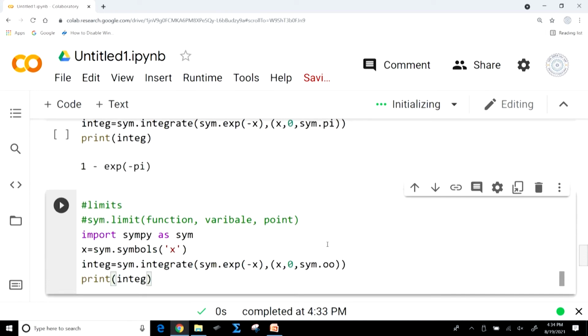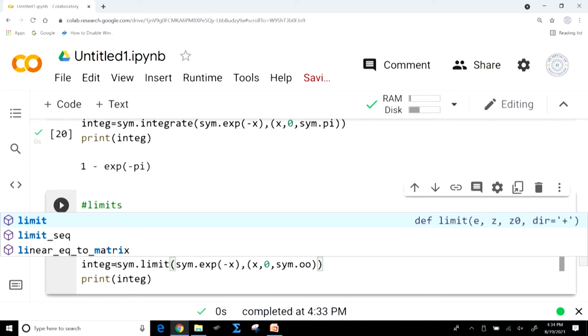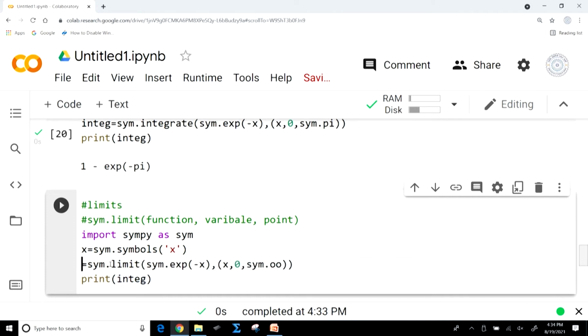So, suppose again you import SymPy as simp. Suppose you define symbol x only, and then you write simp dot limit. I am calling it limit 1, for example, of e raised to power minus x, when x is tending to 0. So, you write the variable x, and the point, x tending to 0. Of course, its value is 1. So, let us see.